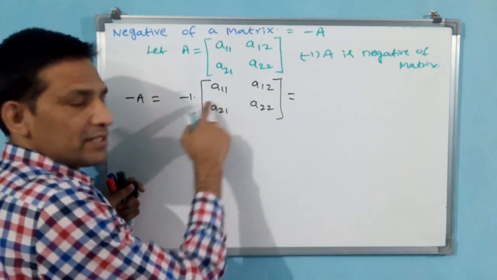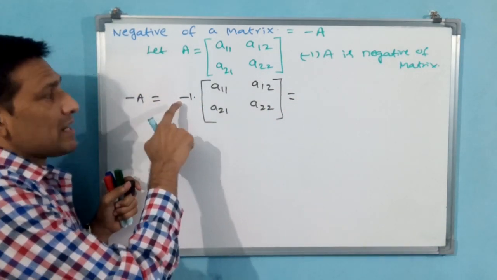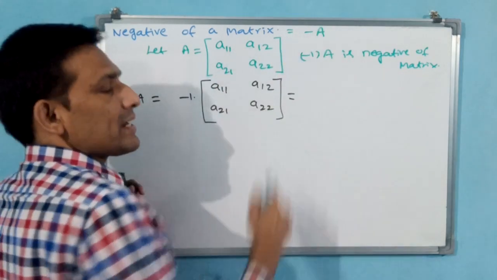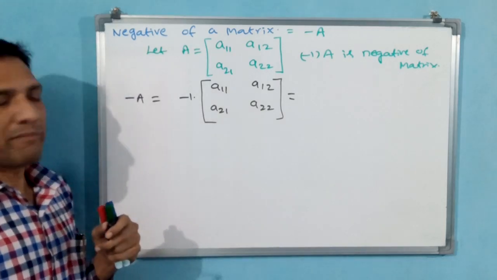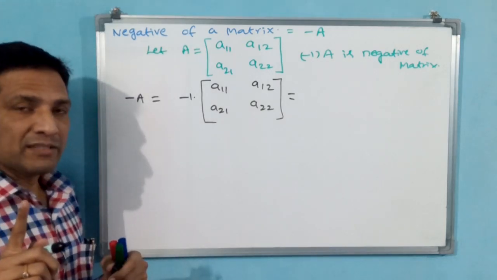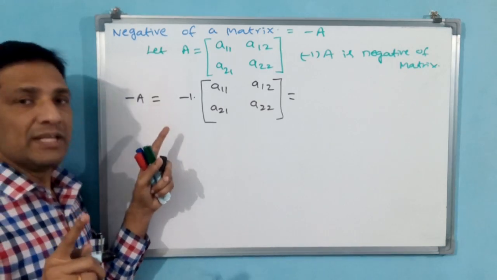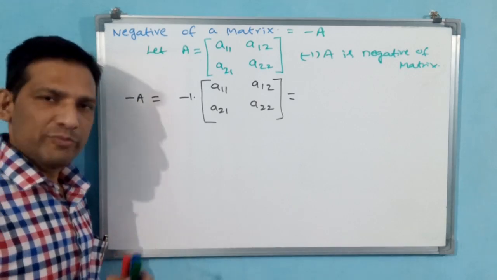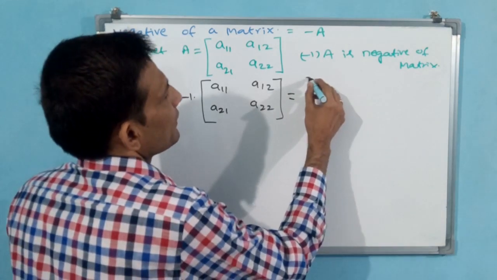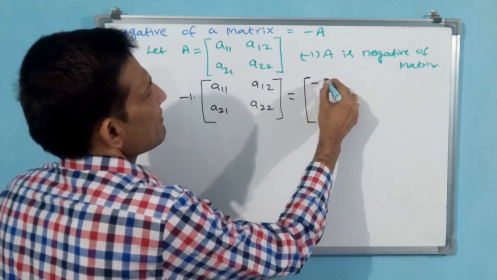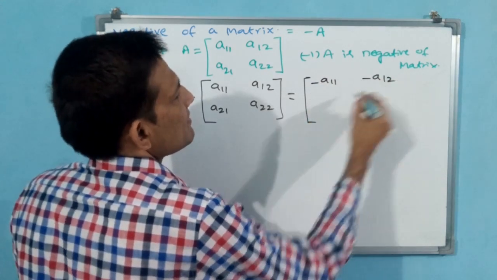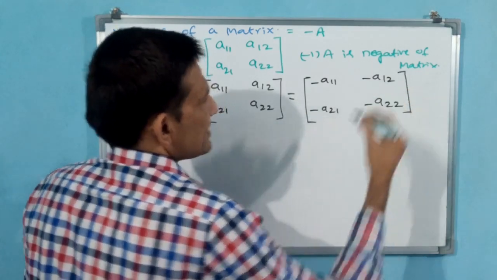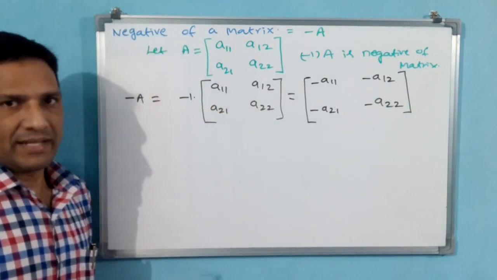You send minus 1 inside. Why? Because now it is a scalar, but a scalar with a negative symbol. Because of the negative symbol, we are calling it the negative of the matrix. See, the negative of a matrix means you have to multiply with minus 1 only, not with any other number. If you multiply with minus 1, then it becomes the negative of the matrix. Okay. Minus a11, minus a12, minus a21, minus a22. This is the negative of the matrix.